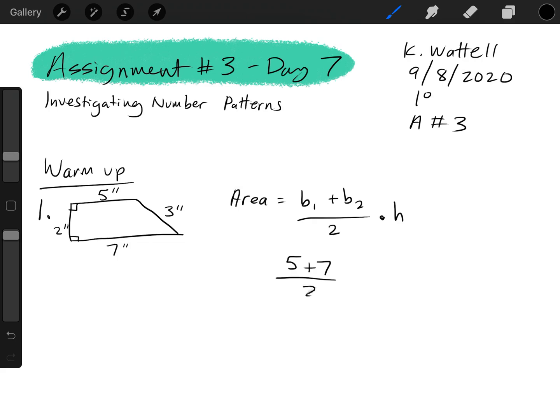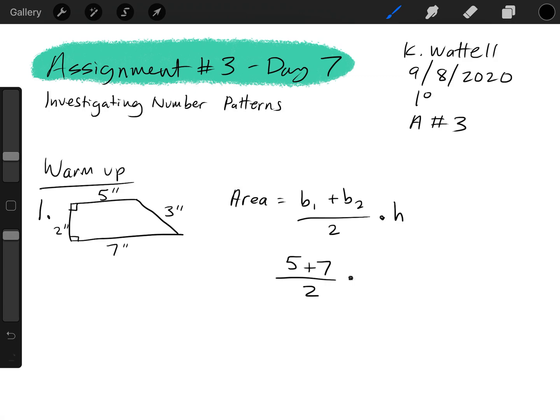Then we are going to divide that by 2 because what we're trying to do is find the average, right? We've got this top base 5, which is a little bit shorter, and then this bottom base 7, which is a little bit longer, and we're trying to find the average of those two lengths. So we'll add them together and then divide by how many numbers? Well, there's 2 numbers, so that's why we divide by 2.